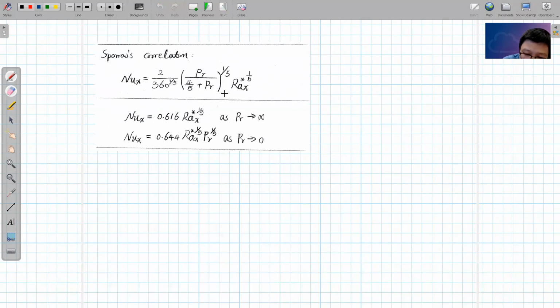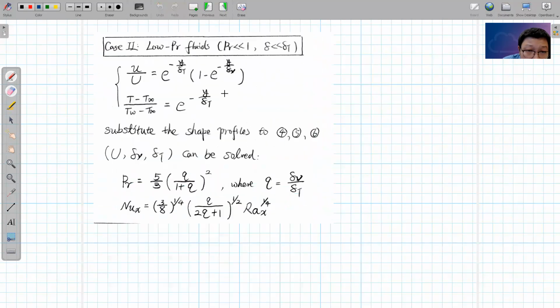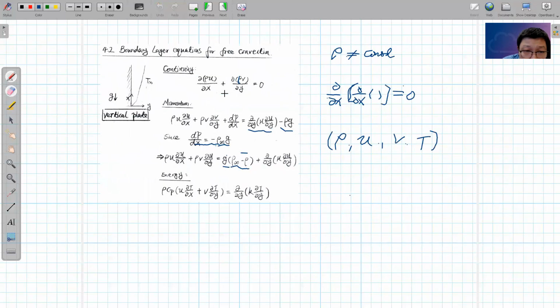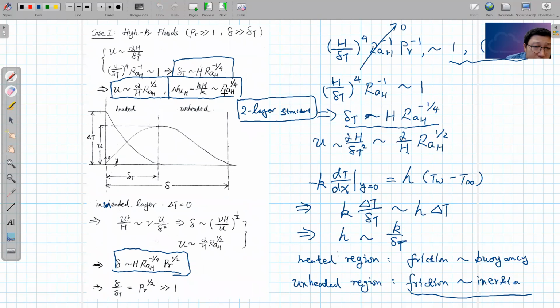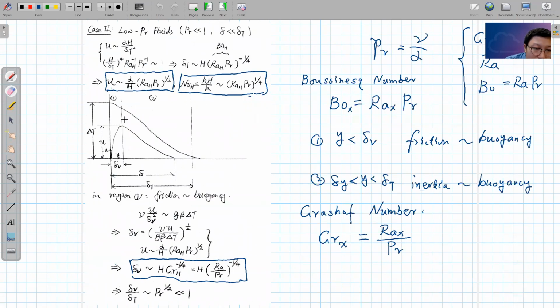Let's go back. This is the profile when the Prandtl number is very large, right? The U profile and the temperature profile. And this is the profile when the Prandtl number is small. This is the U profile and the temperature profile. They are not the same shape, okay?